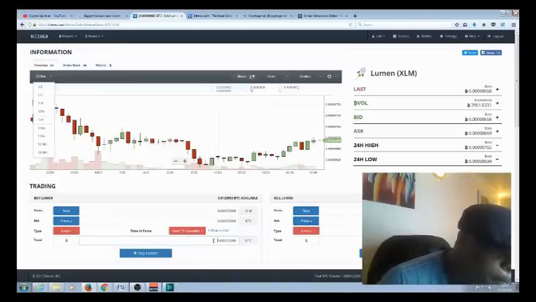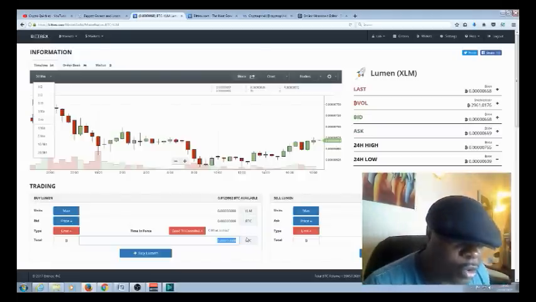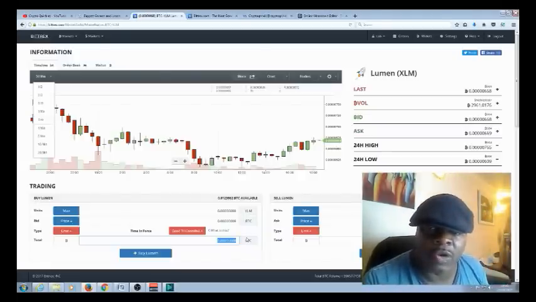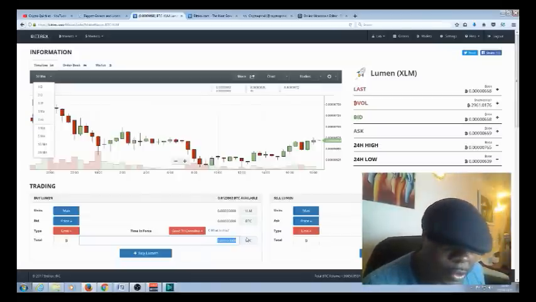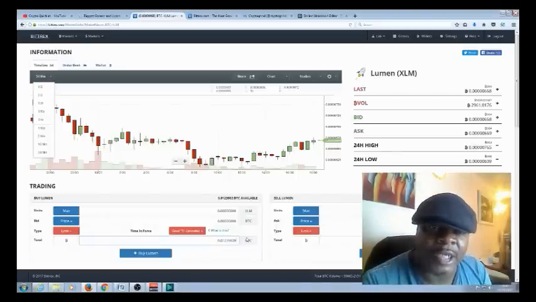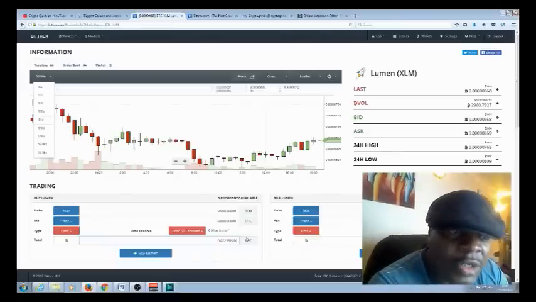So at the bottom of the screen where it says total, you put in the amount that you're looking to spend on that cryptocurrency. So as you will recall, we've already copied how much I had in bitcoins. So I'm just going to paste that in there, and I'm going to be spending the entirety of my Bitcoin that I have left on this exchange on Stellar Lumen.